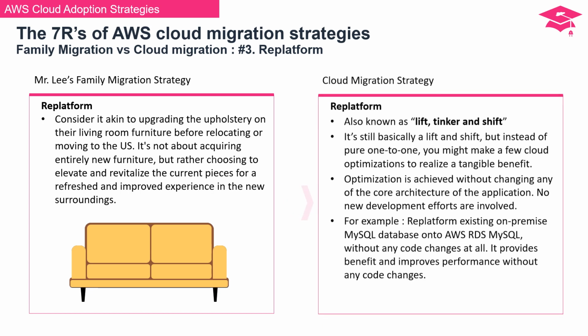In cloud migration strategy, replatform is also known as lift, tinker, and shift. It's essentially a lift and shift, but with a twist. Instead of a pure one-to-one move, you make a few cloud optimizations to achieve tangible benefits. Optimization occurs without changing the core architecture of the application, and no new development efforts are needed. For instance, you could replatform an existing on-premise MySQL database onto AWS RDS MySQL without any code changes. This approach delivers benefits and improves performance seamlessly.